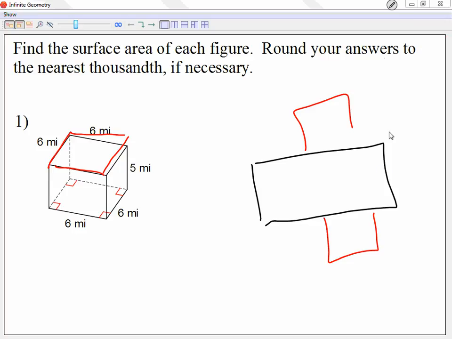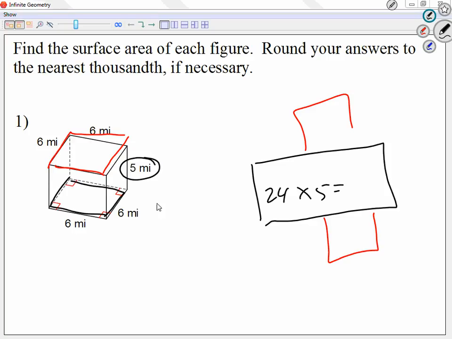All right, so for the big rectangle in the center, I'm going to write 24 times 5. The 24, because it's the perimeter of the base, right? I added all the sides of the base. So that's how I got the 24. And the 5 is the distance between the two bases, right? Because there's a base at the bottom. So 24 times 5 is 120.